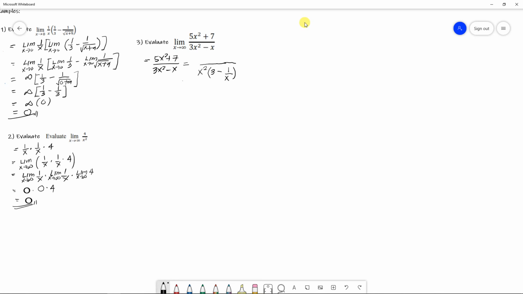Okay, nasusundan? So, check. X squared times 3 is 3x squared. X squared times negative 1 over x is x. Okay, so sa numerator, ganun din. We can move out yung x squared. Yung 5x squared, may x squared na sa labas, meron na lang akong 5.